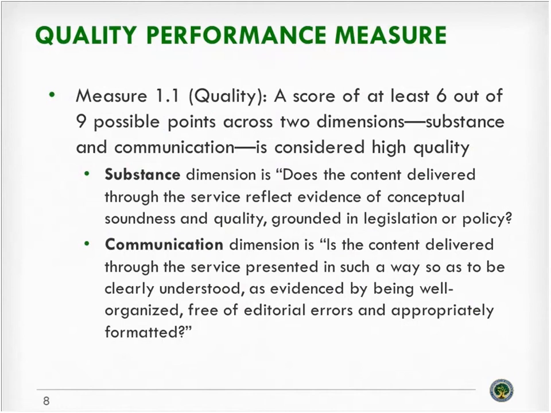The independent panel reviewers judge the quality of a service by scoring each dimension on a 4-point scale, ranging from 0, which would be very low, to 1, moderately low, to 2, moderately high, to 3, very high. In addition, the score for the substance dimension is double-weighted, which means that the services can receive either 0, 2, 4, or 6 points for substance. Together, the two dimensions can add up to as many as 9 points, and all scores of 6 and higher are considered high quality. Next slide.